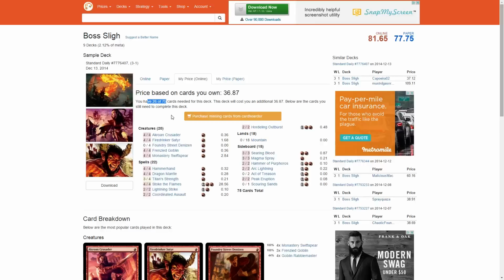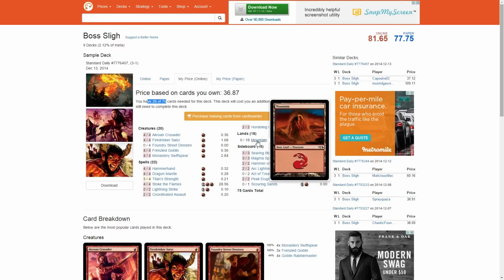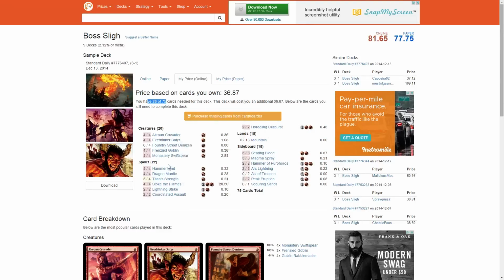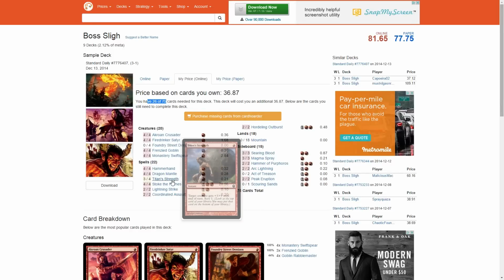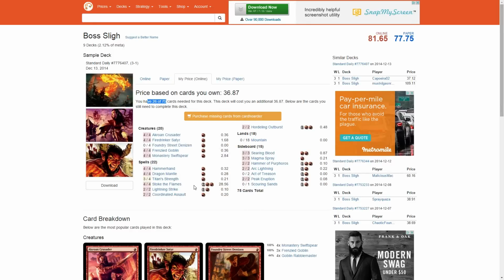And down here, you can see the cards that I'm missing are in red. So basically, I own a bunch of commons and some mountains. All the red cards are cards that I'm missing, and the yellow cards are cards that I have some of. You can see the cost here. So all the cards that I own, the cost are zero. The remainder cost are on the right here. You can see Stoke the Flames here is coming at 28.5 tickets.